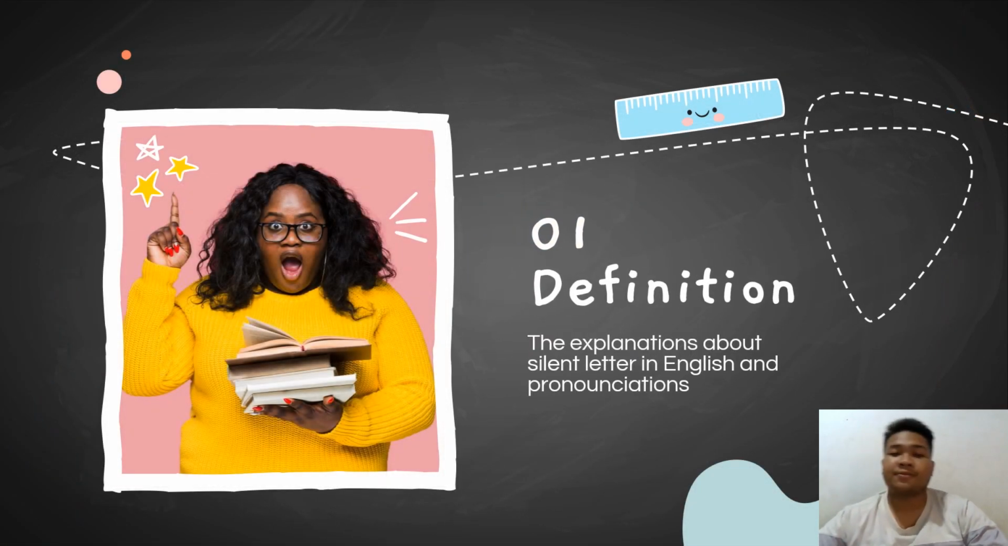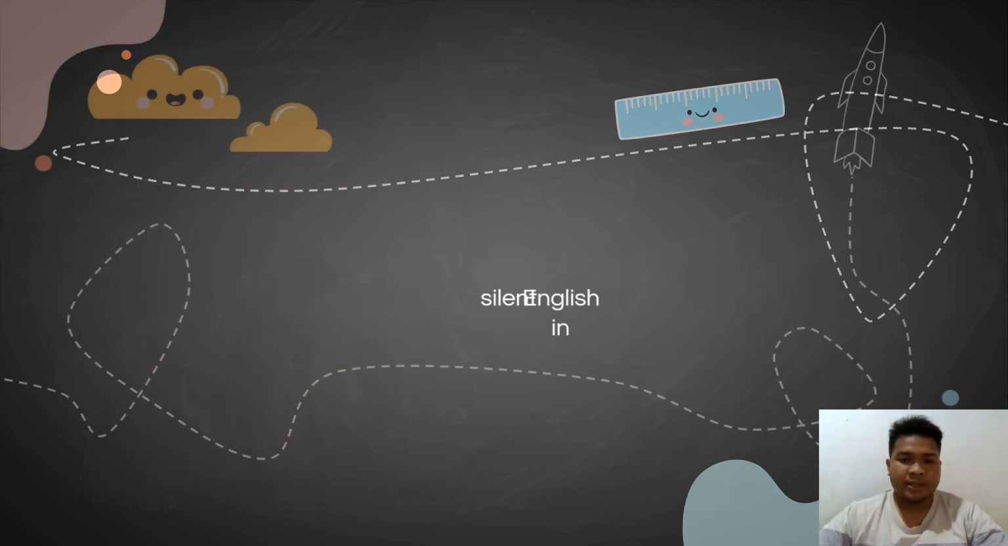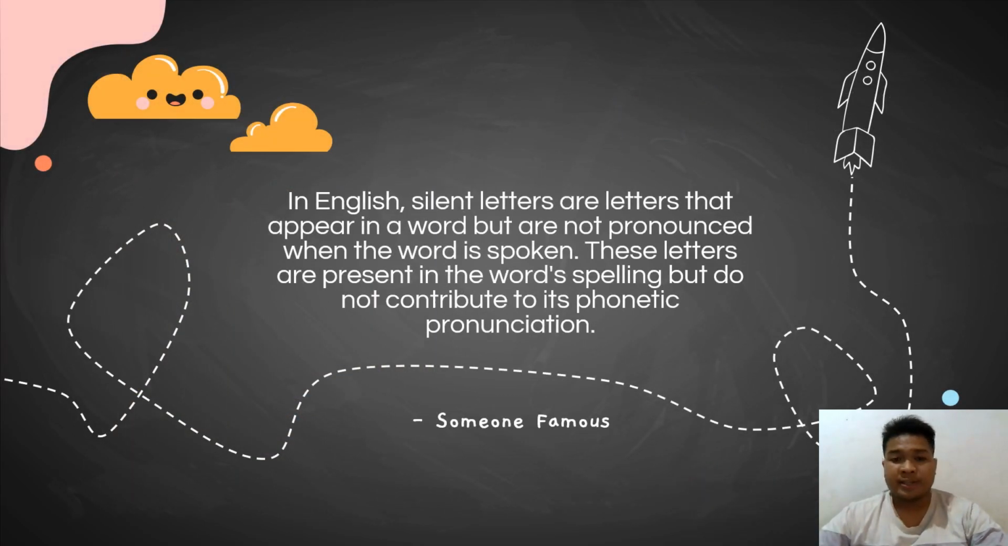All right, we get into the first one, that is the definitions. So here I'm going to explain about silent letters in English and pronunciations. In English, silent letters are letters that appear in a word but are not pronounced when the word is spoken. These letters are present in the word's spelling but do not contribute to its phonetic pronunciation.